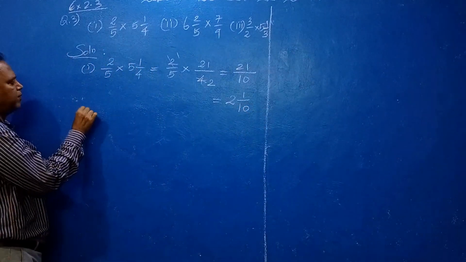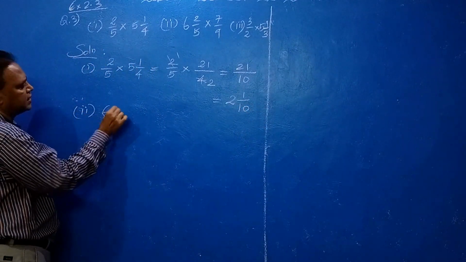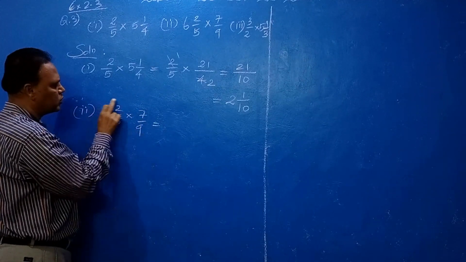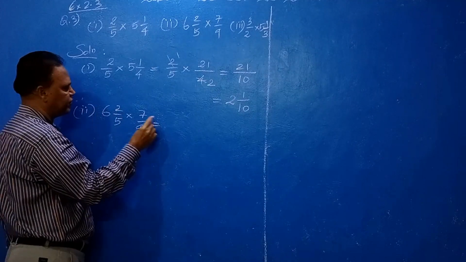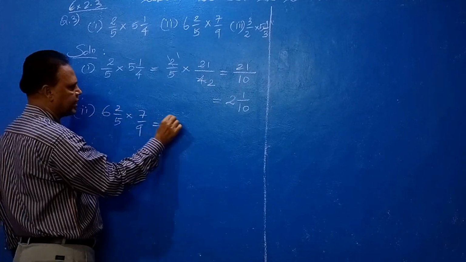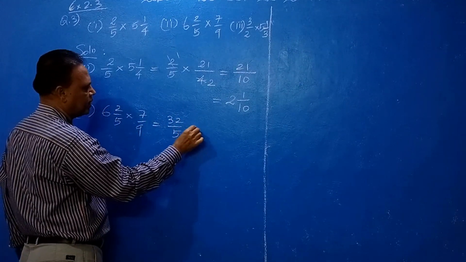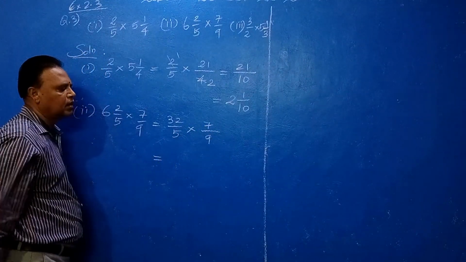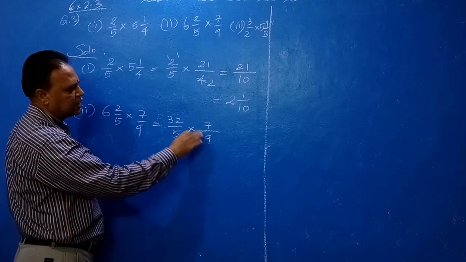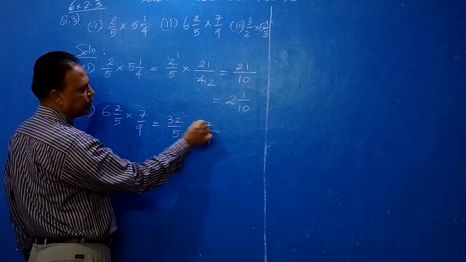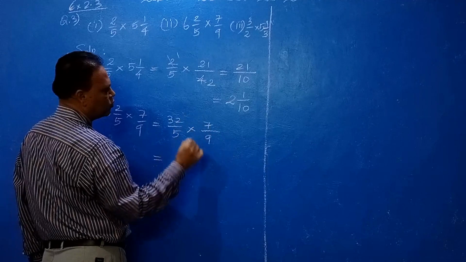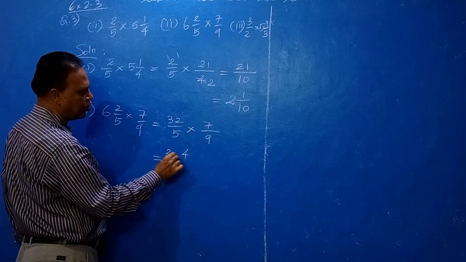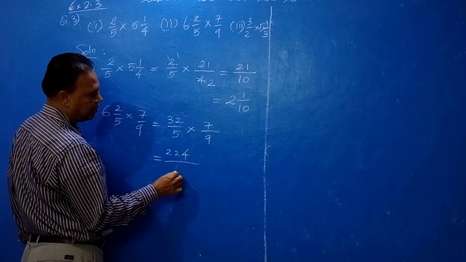Come to the second problem. 6 2 by 5 into 7 by 9. Here also you have a mixed fraction. Change it first. 30 plus 2 is 32 by 5 into 7 by 9. Here also we cannot simplify. So that, multiply. 32 into 7, 14 carry 1, 21, 22 by 45.